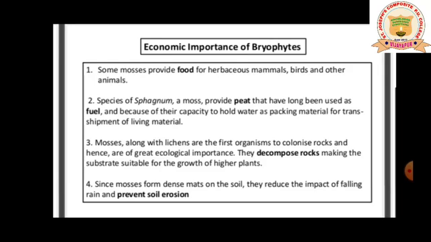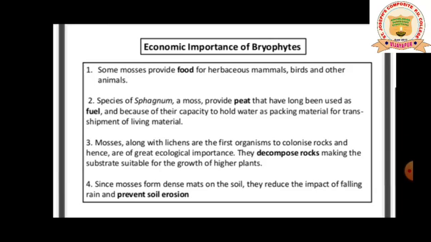Now the third economic importance of bryophytes is that mosses along with lichens are the first organisms to colonize rock and hence are of great ecological importance. They decompose rocks, making the substrate suitable for the growth of higher plants. So, mosses along with lichens. You know what lichens are? Lichens are the combination of algae and fungi. Algae and fungi together are called lichens.